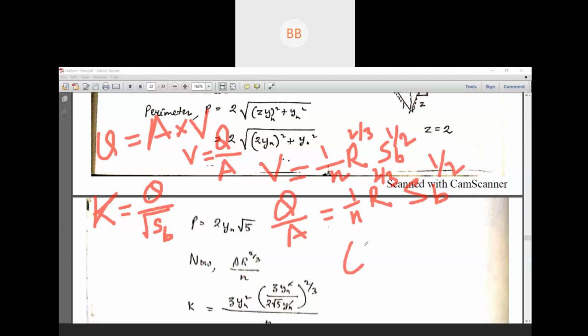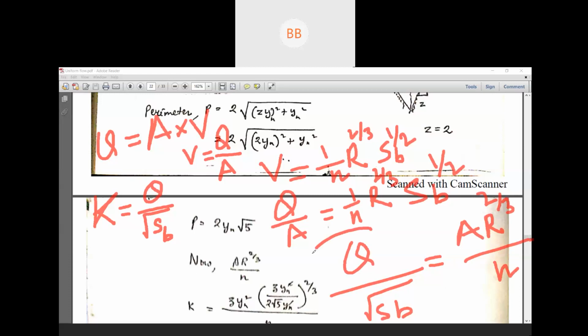So we can bring that bed slope to the left hand side. It was multiplied, so it will divide when we bring it to the left hand side. What will be left out? A R to the power 2 by 3 to the power n. This is nothing but your K. So directly you can write K is equal to A R to the power 2 by 3 divided by n.